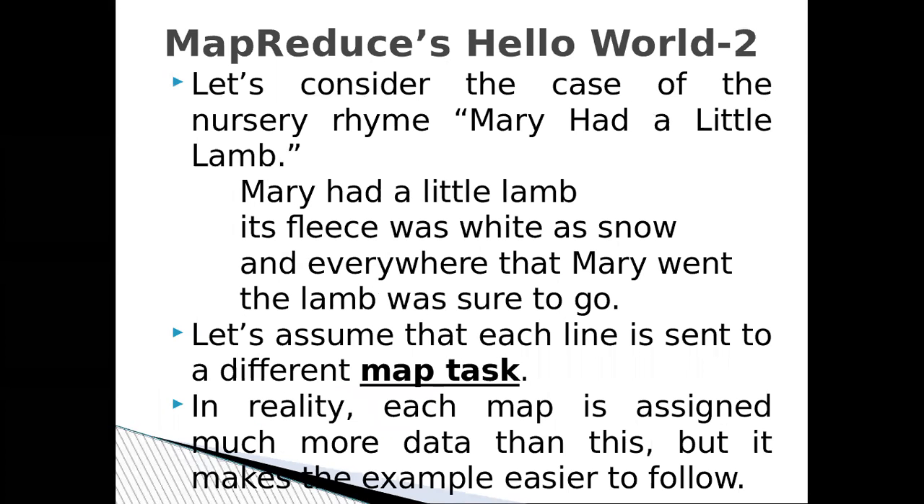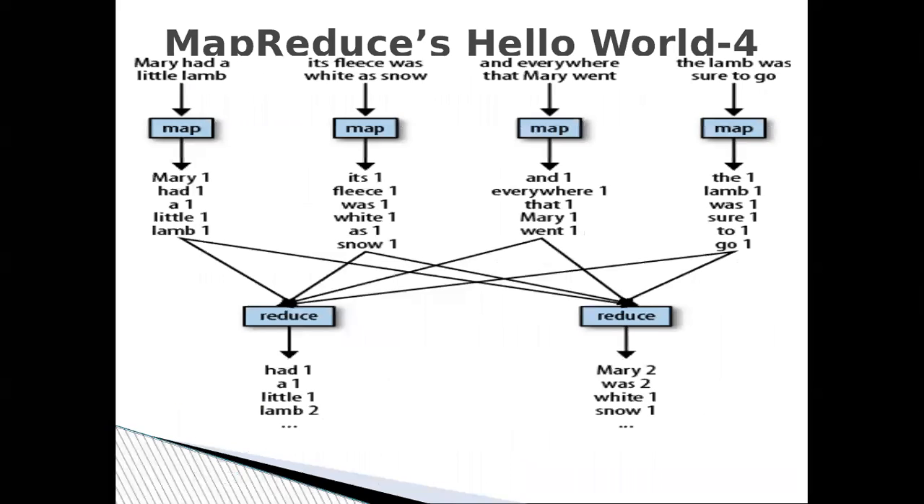For this we considered the nursery rhyme, Mary Had a Little Lamb. For our example, we have taken this as a 4-line text file, and let's assume that each line is sent to a different map task. In actuality, there are thousands of maps, but for our example we have 4 maps, one for each line. So you can see the first line goes to the first map, the second line to the second map, and so on.